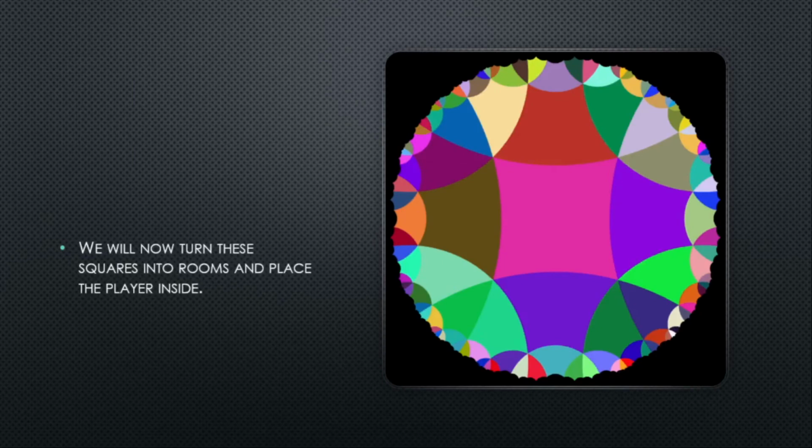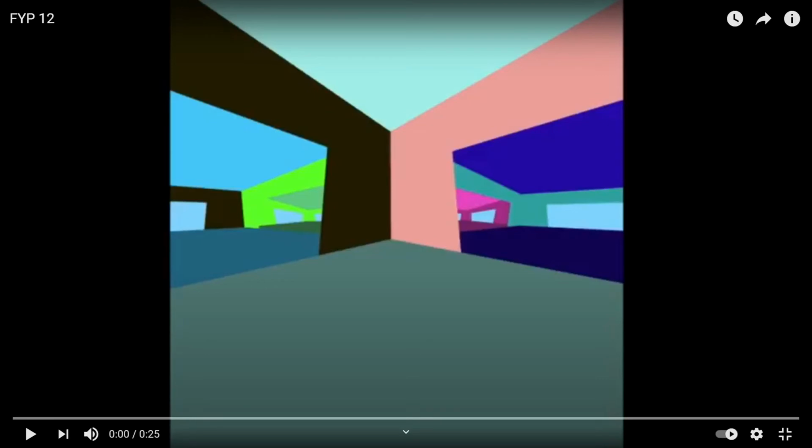Finally, let's put all of this together. Remember this 2D level? Now we are going to turn these squares into rooms and place the player inside of it. All of the discussed effects of hyperbolic geometry still hold. Even though none of the rooms are at a distance of more than 2 units from the starting position, it still seems like we are in a very large space, demonstrating how the hyperbolic space is much larger than the Euclidean one.